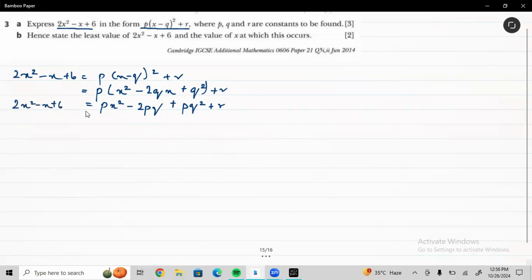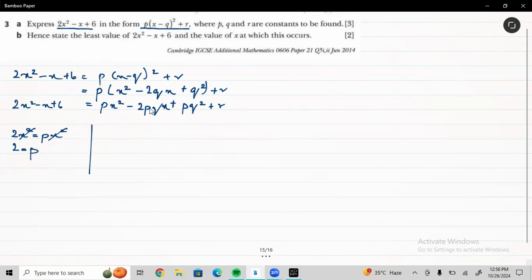Okay, so now that's where the comparison method comes in. We're going to compare the coefficient of x squared, the coefficient of x, and we're going to compare the constant as a different personality. So the coefficient of x squared: 2x squared is equal to px squared. x squared and x squared are going to cancel out. By the way, it's -2qx, sorry. So 2 is equal to p.